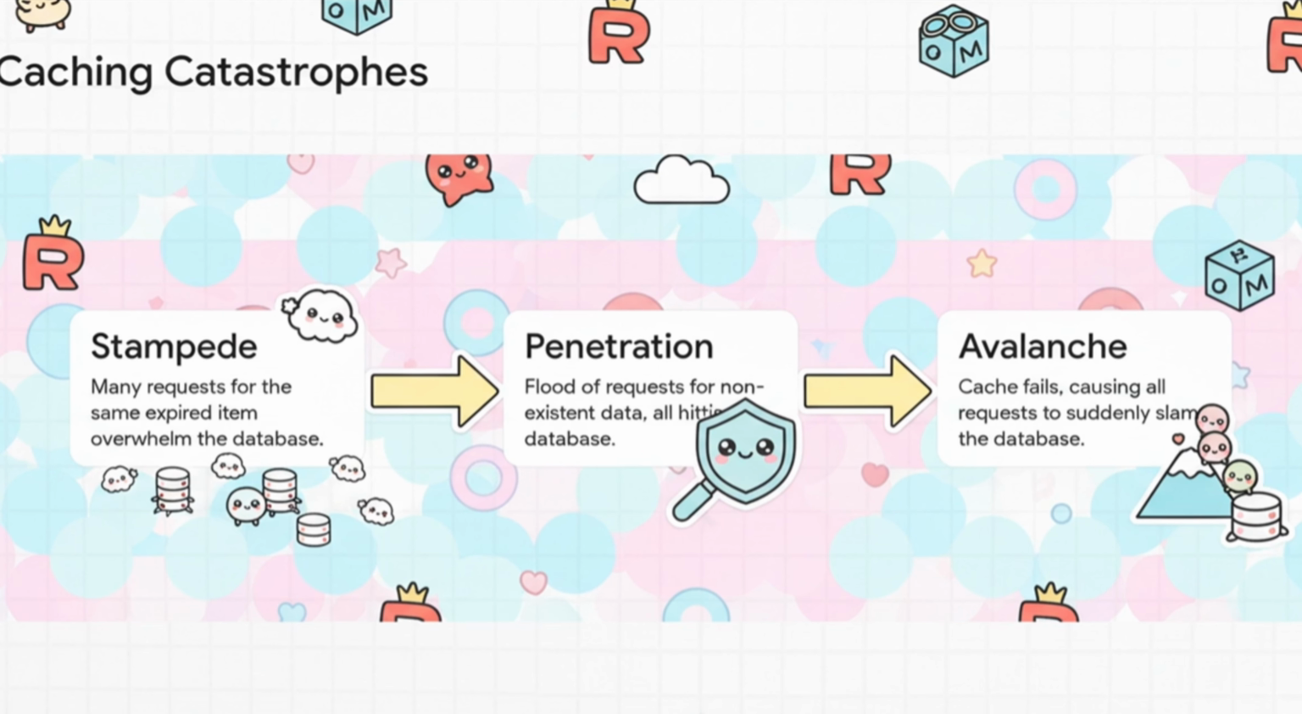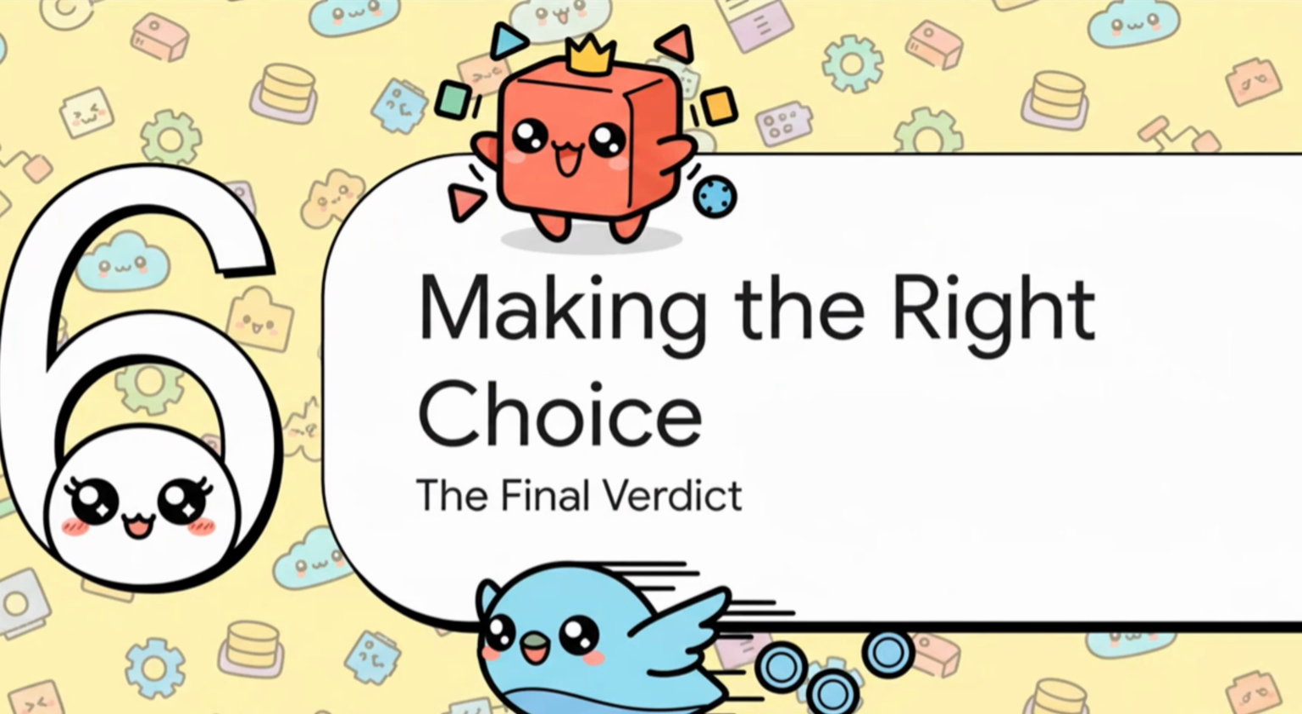And the worst one, the cache avalanche. This is when your entire cache system just dies or restarts. Suddenly, all of your traffic slams into your database at once. Trust me, planning for these scenarios isn't optional. It's essential.